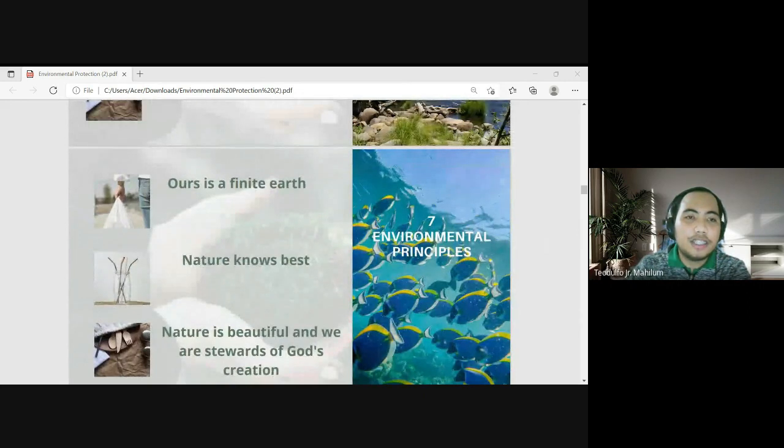The next is nature knows best. What do you mean by nature knows best? Ang kalikasan, meaning kalikasan, ang mas nakakaalam. Okay? Nature manifests certain processes that enable it to maintain balance and remain in a state of equilibrium. So the nutrient cycling of nitrogen, carbon, sulfur, and phosphorus in the air, water, and land indicates that the minerals are utilized within the confines of the earth.